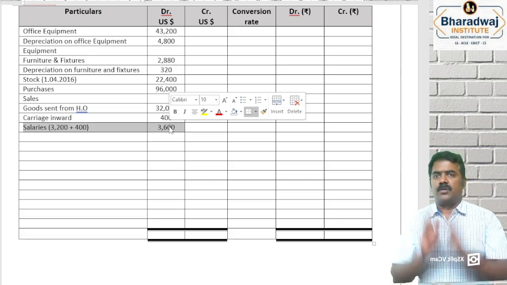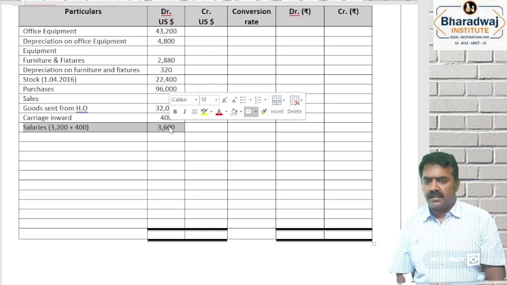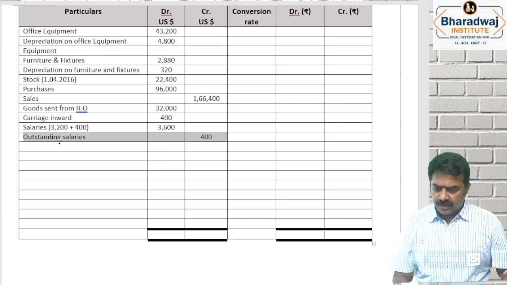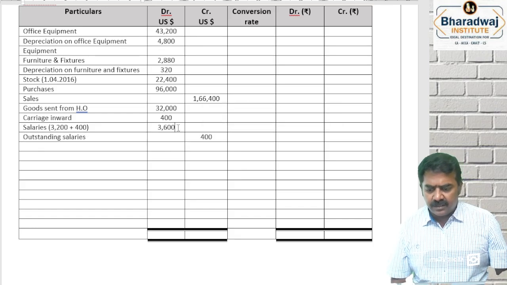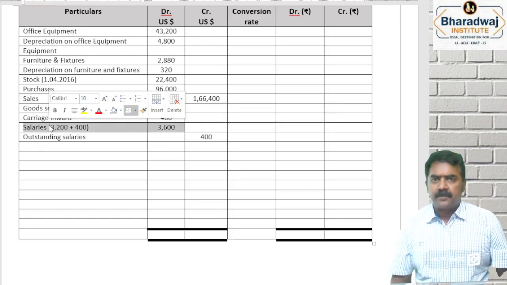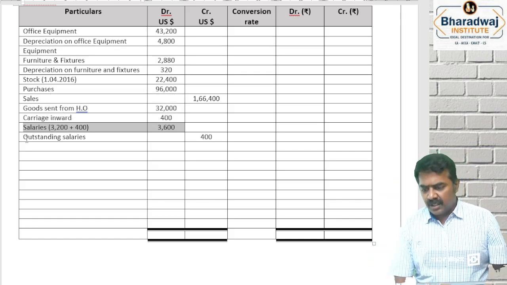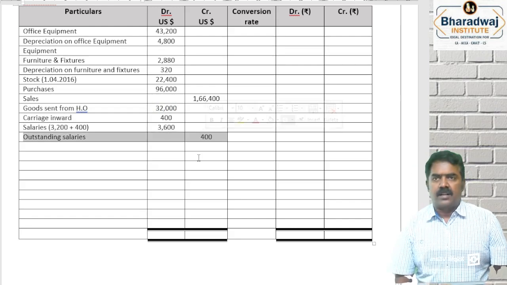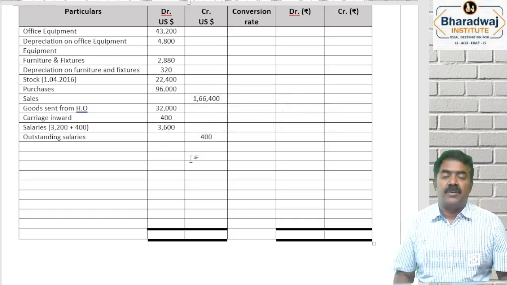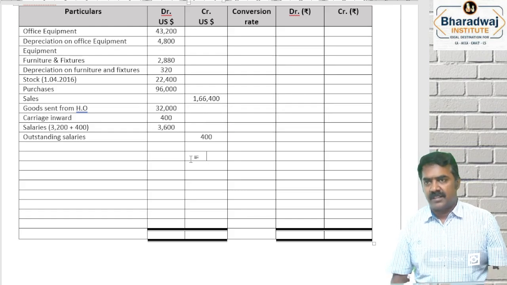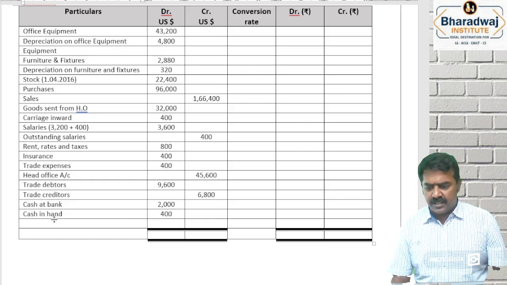Because expenses are on accrual basis, we will convert on what rate? Average rate. Then outstanding salary will be converted using closing rate. 3,200 plus 400. On accrual basis, we will convert using which rate? Average rate. Outstanding salary cannot now be shown separately in the trial balance because we have already added it with salary. This outstanding salary will be converted using which rate? Closing rate. Then rents, rates and taxes, head office account, all these things come.